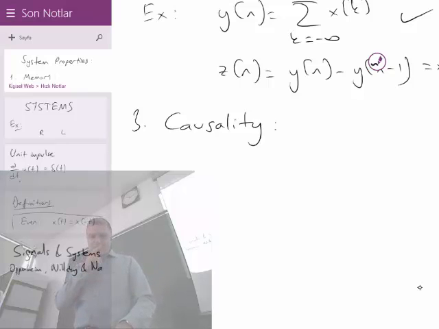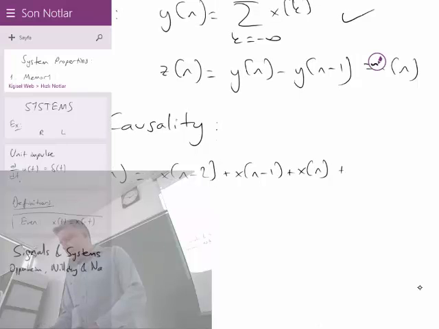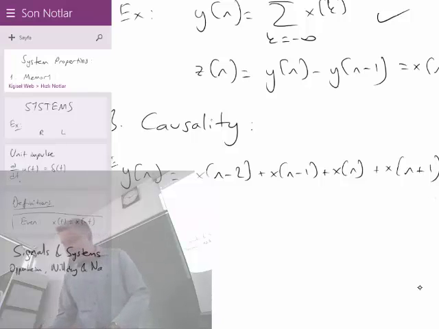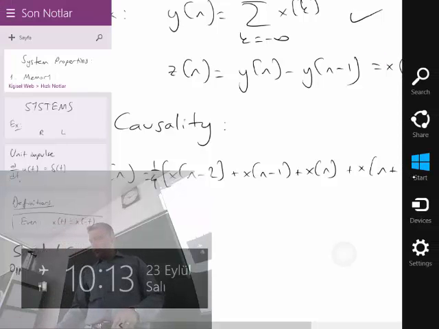What are the non-causal systems that you can think of? For example, I will try to construct a non-causal example. y of n is equal to x of n minus 2 plus x of n minus 1 plus x of n plus x of n plus 1, over 4. As you see, this is an averaging system.